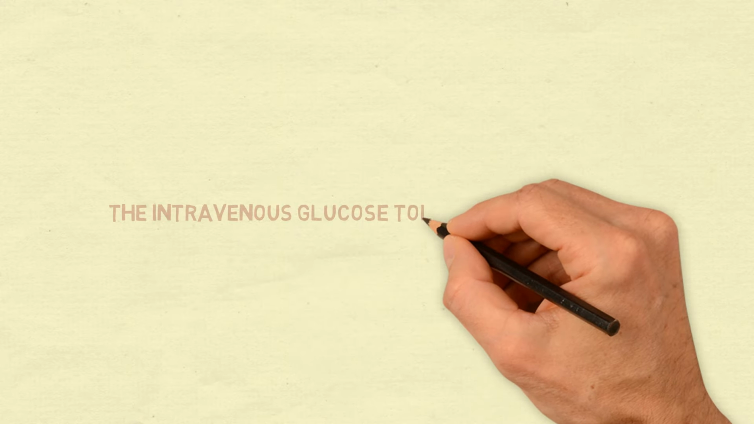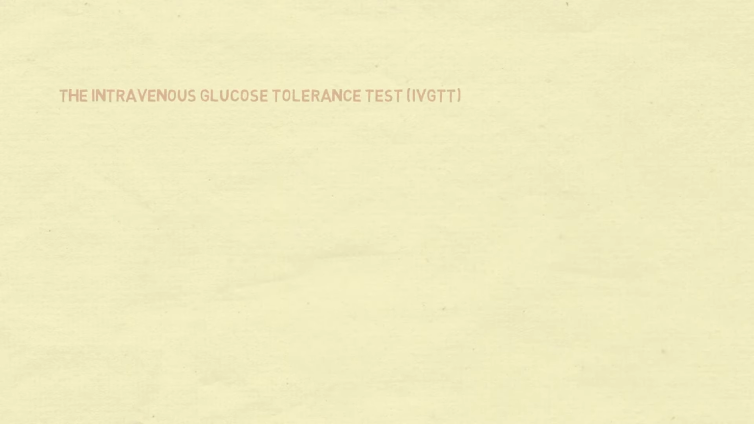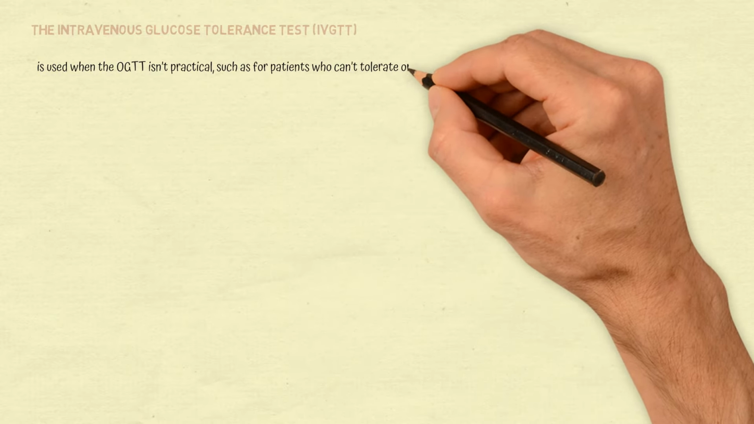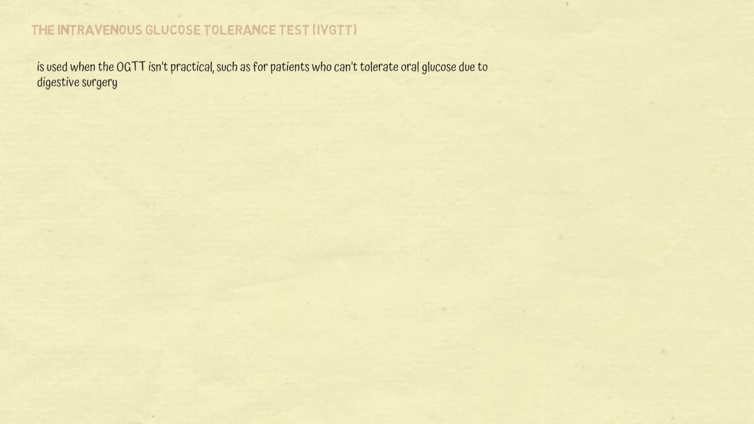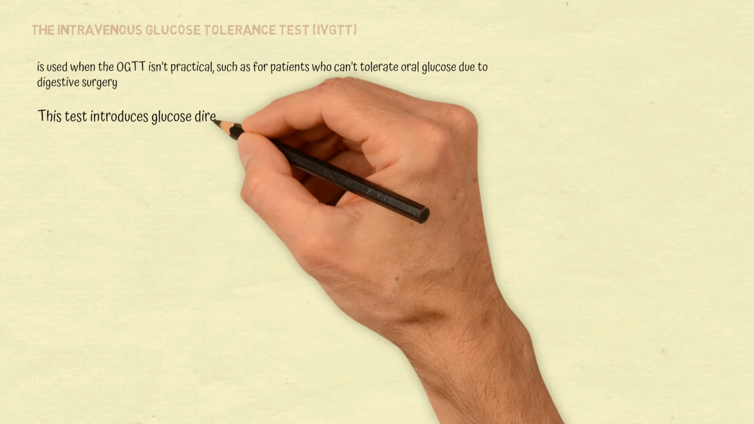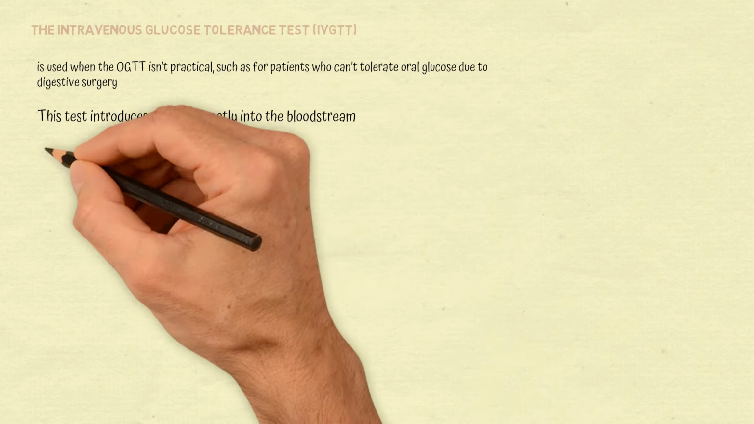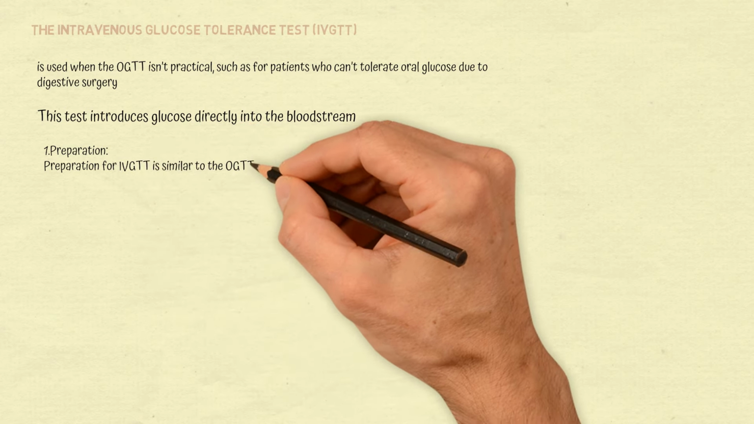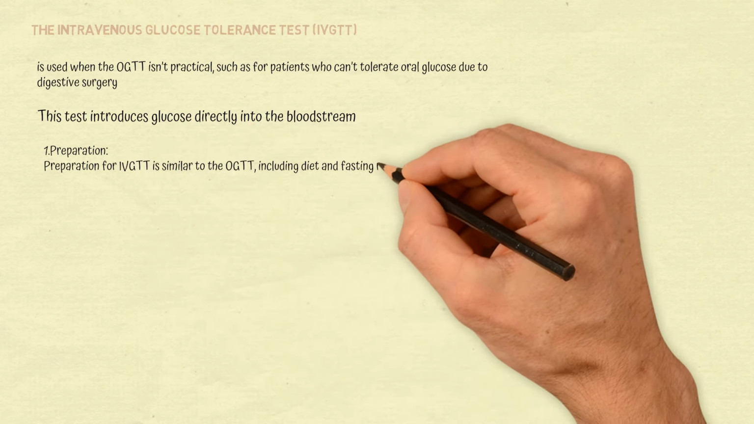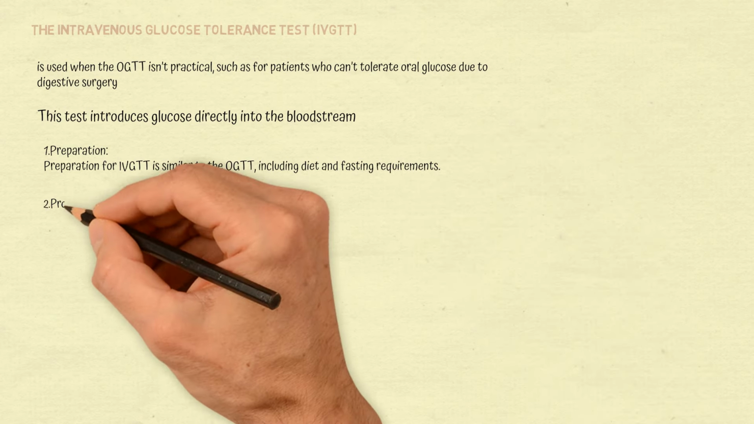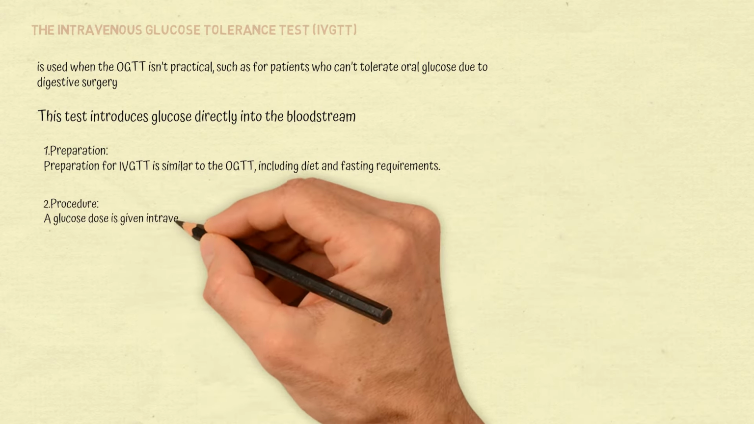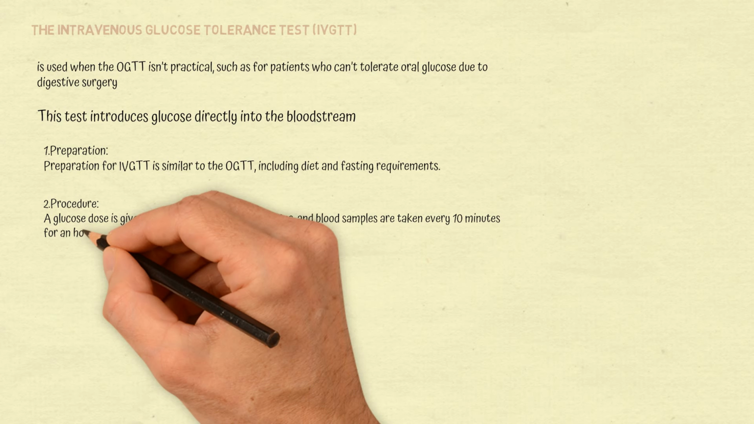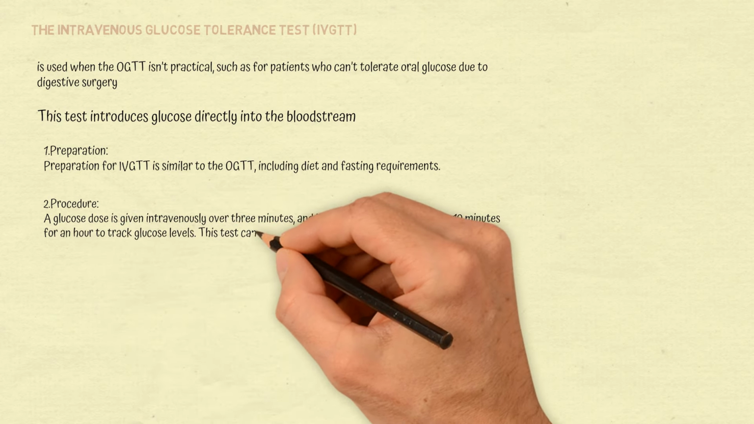Another test, the intravenous glucose tolerance test, or IVGTT, is used when the OGTT isn't practical, such as for patients who can't tolerate oral glucose due to digestive surgery. This test introduces glucose directly into the bloodstream. 1. Preparation. Preparation for IVGTT is similar to the OGTT, including diet and fasting requirements. 2. Procedure. A glucose dose is given intravenously over 3 minutes, and blood samples are taken every 10 minutes for an hour to track glucose levels.